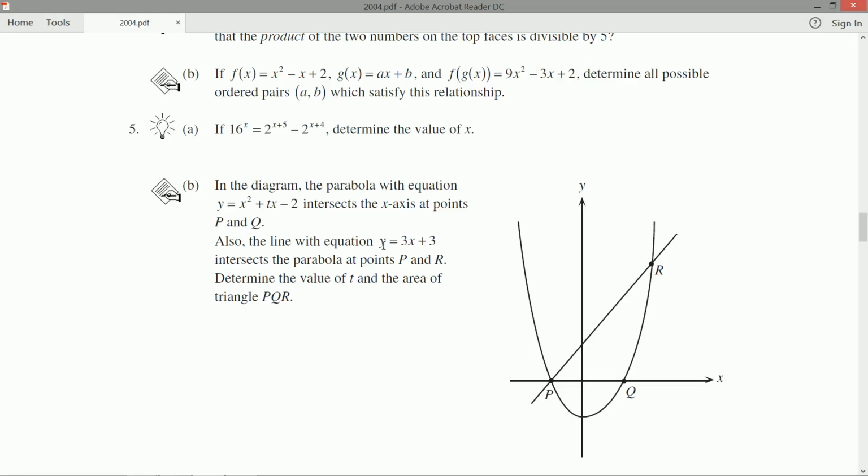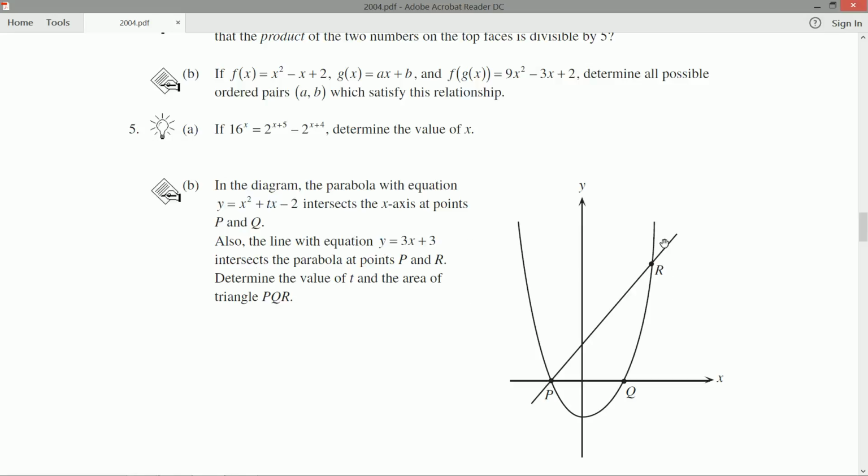We're practicing our writing. In the diagram, the parabola with equation y equals x squared plus tx minus 2 intersects the x-axis at points P and Q, just as we've got shown here. Also, the line with equation y equals 3x plus 3, so that's probably going to be something we start with just because it has numbers, and this expression doesn't quite. We probably need to figure out t at some point. The line with equation y equals 3x plus 3 intersects the parabola at P, so that's a common point right there, and R.